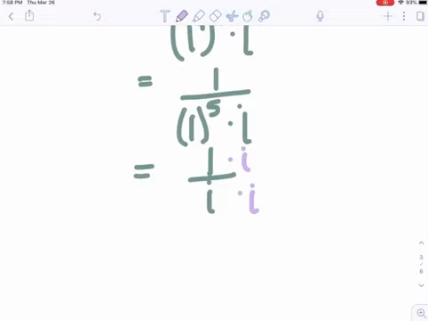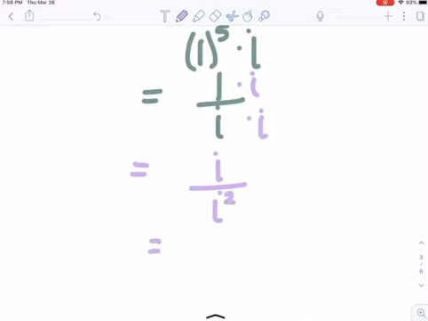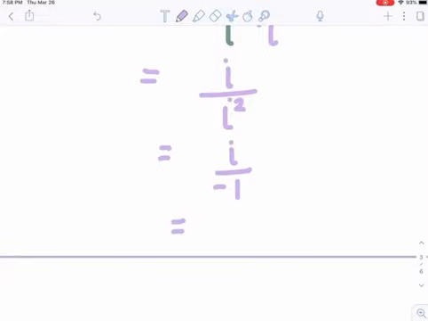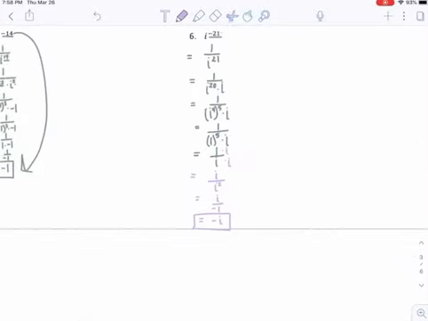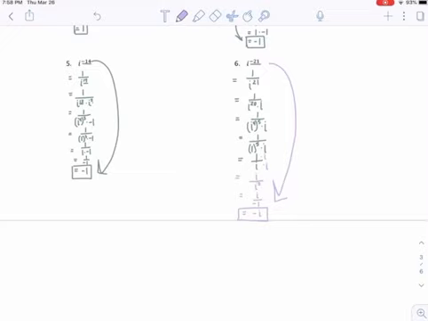So I'm going to multiply the top and the bottom by i. So I get i over i squared. Well, we know i squared is equal to -1. So my final answer is -i. Okay? So i to the -21st is the same thing as saying -i.